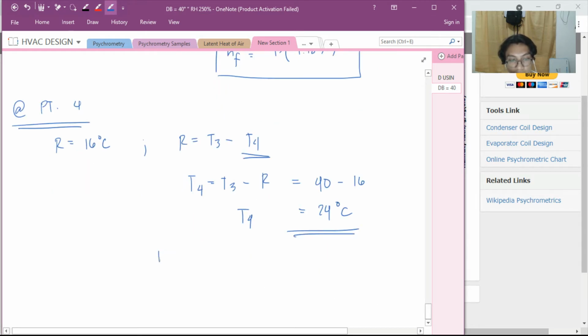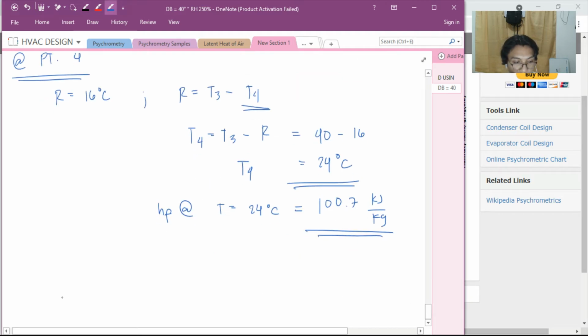Hahanapin mo HF at T is equal to 24 degrees Celsius by steam table ulit or approximation, that is equal to 100.3. Tama ba? Oo nga, 100.3, 100.7 kilojoule per kilogram. Ayun na yan.